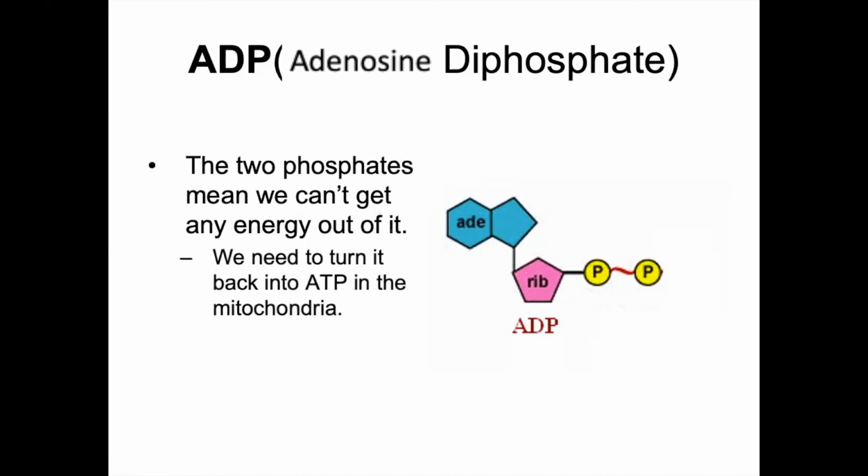So I said the 2 phosphates means we can't get any energy out of it, so we are going to store them. We're going to hold on to these for later. So when we do need to do something, we will charge it into ATP and then use it. That happens in the mitochondria, the powerhouse of the cell. We learned about this in chapter 1, guys.